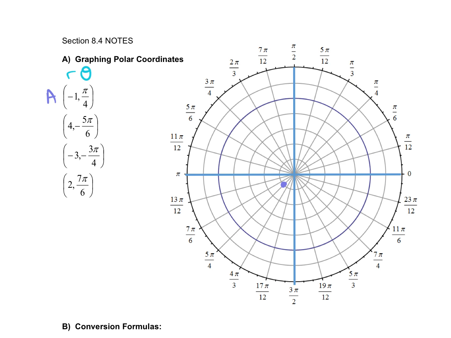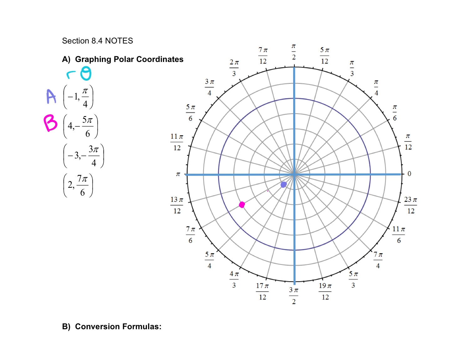All right. So the second point, what if we have a negative angle? What does that mean we do? You rotate the other way. Rotate backwards. So backwards 5 pi over 6 would put me at 7 pi over 6. And then a positive radius along that line would be 1, 2, 3, 4 out here. We'll call that point B.